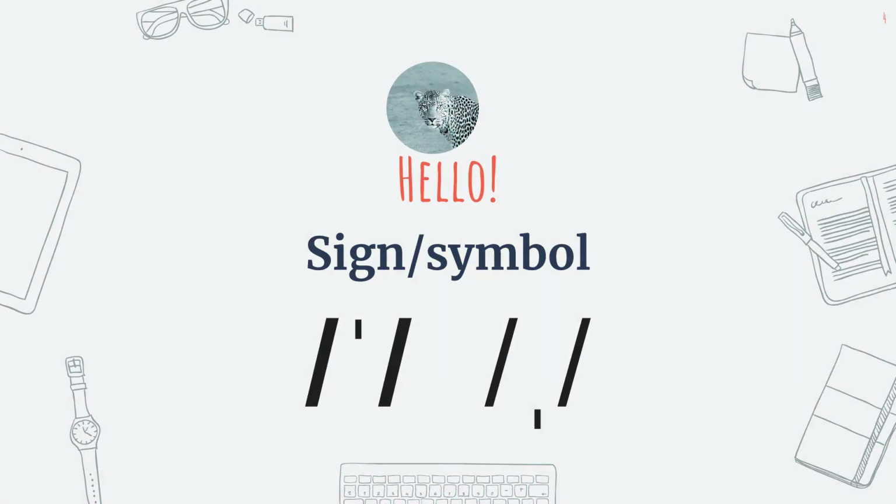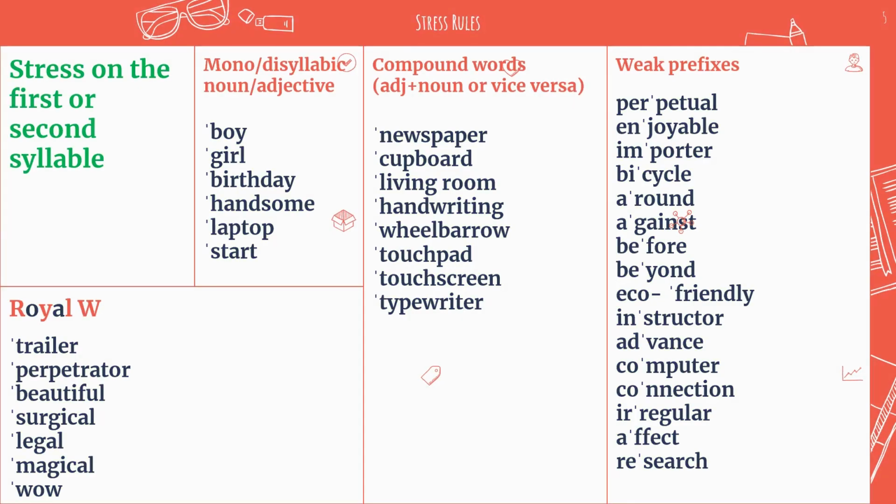Here you can see the stress signs or marks. The first one is for the primary stress, which is placed at the top of the stressed syllable. And the second one is for the secondary stress, which is placed at the bottom of the secondary stressed syllable. That means the stressed syllable which is not really important compared to the primary stressed syllable.